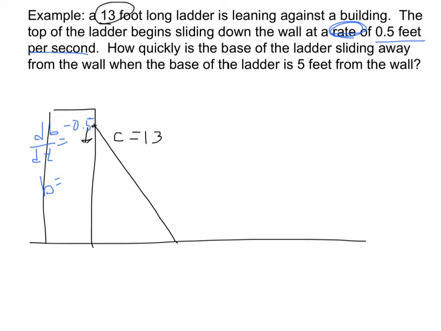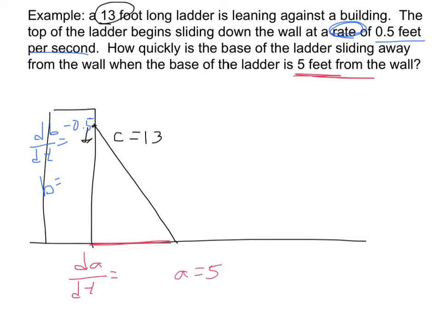And the question is asking, how quickly is the base of the ladder sliding away from the wall? Again, pause the video, think about that for a minute. What does that represent? How are you going to write that down? What is the question asking for? The question is asking for this part of the movement down here. What is dA/dt? How quickly is that side getting longer? And it says, how quickly is the base of the ladder sliding away from the wall when the base of the ladder is 5 feet from the wall? So that means we know that A is 5.